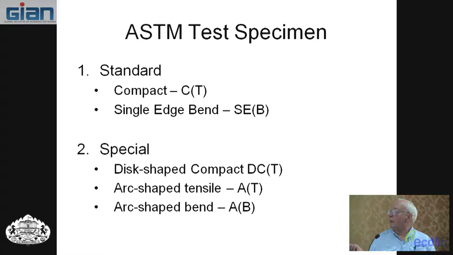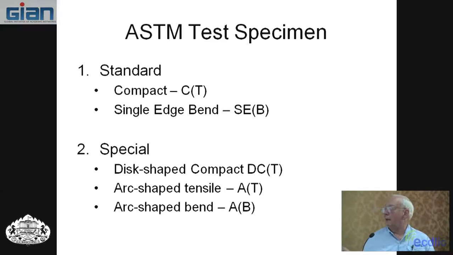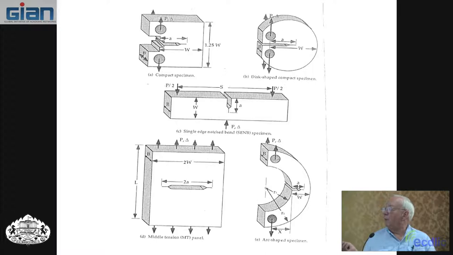So here are some of the specimens that are used. The most common specimen is called compact, and the second most common is single edge bent. And then some special specimen types are here. Have pictures of that. This is compact specimen, and that's very commonly used. And here's single edge bend. The single edge bend I told you yesterday has 3-point loading, never 4-point, only 3-point loading. And the span, this distance to the width, is 4 to 1.